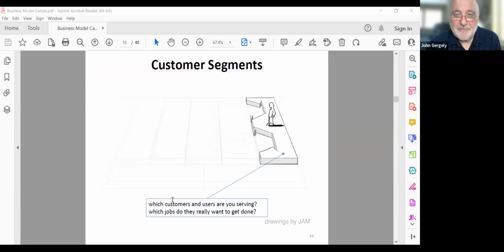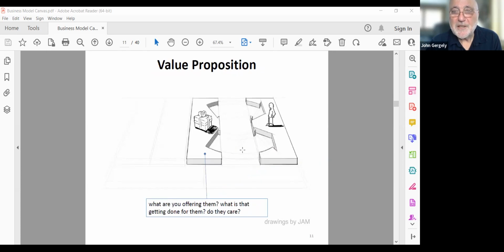First, focus on who your customers are and who you're serving and which jobs they really want done. So how are you meeting your customers' needs? The second is what they call a value proposition. What are you offering? What is it that you're going to get done for them? And will they care? This is one of those business school buzzwords that people love to toss around. It's all about what are you about? What are you delivering? What do you do as a business?